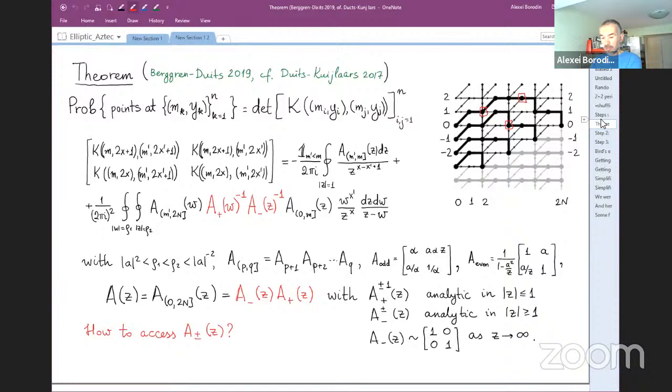It's actually pretty nice in the sense that it allows for asymptotic analysis, and many examples of such analysis have been done. I only emphasize that somewhere inside this formula over here in red, there is this Wiener-Hopf factorization of the matrix, which is the matrix from my previous slide.